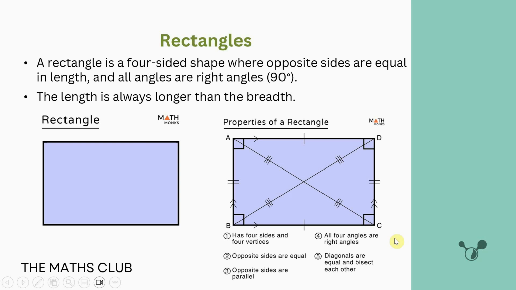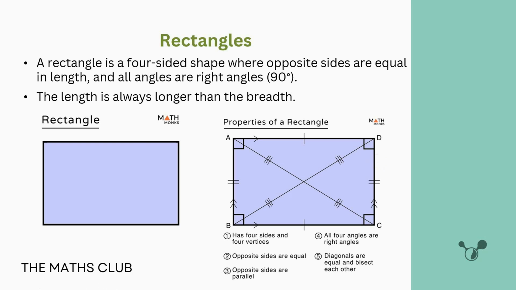Third property is that opposite sides are parallel. When you see an arrow on a line and an arrow on another line, that shows that those 2 lines are parallel. So this line is parallel to this line, and as you can see, these 2 arrows here and these 2 arrows here just symbolize that this line is parallel to this line.